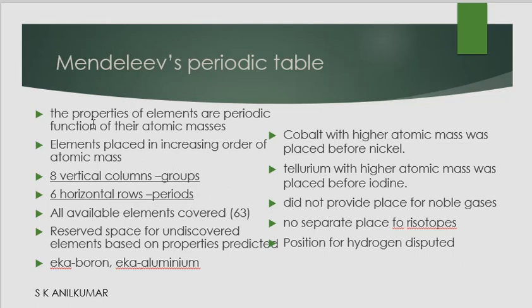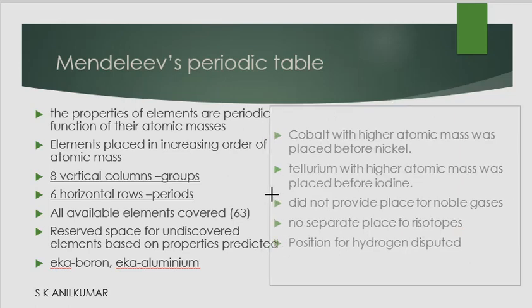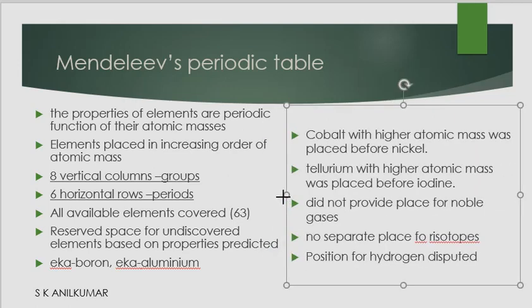At the time of proposition of this periodic table, there were 63 known elements and all the elements could be covered here. He also reserved some space for the undiscovered elements. For example, there were elements for which we had the word eka. Eka is a word which means one in Sanskrit. So the word eka was added and then they left the space there for that element to be later discovered and placed.